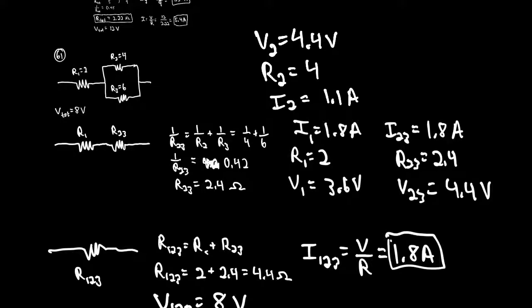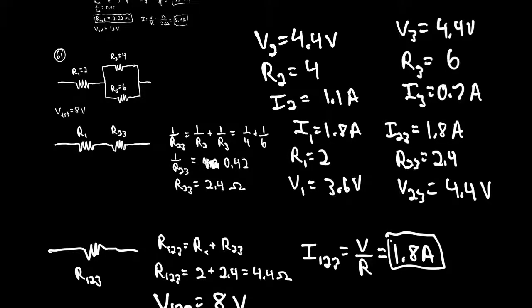How many amps do I have total? 1.8. If I take 1.8 minus 1.1, that will give me what I3 is. 0.7 amps. How else could I get that? What's V3? 4.4 volts. What's R3? 6. 4.4 divided by 6, you'll get 0.7.